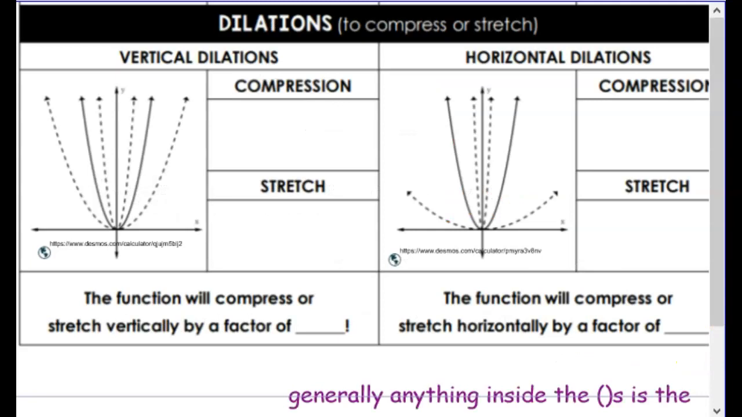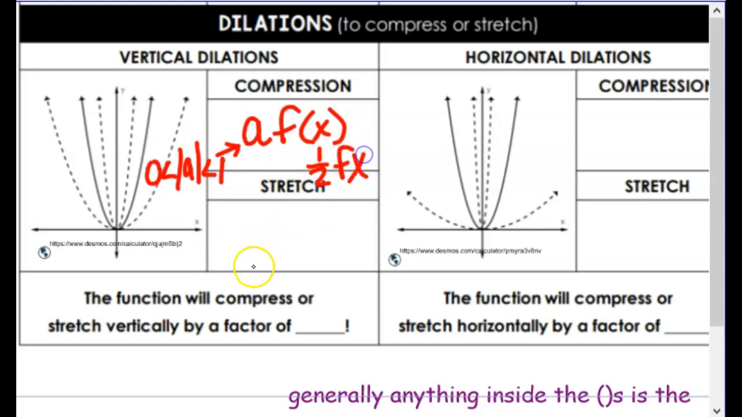All right, we're going to talk more about stretches and compressions right now. A vertical compression means you are multiplying out front by a number less than 1. So a times f of x, where this number is smaller than 1. So where a is between 0 and 1. Okay? Like a 1/2 f of x, if that will help you remember.